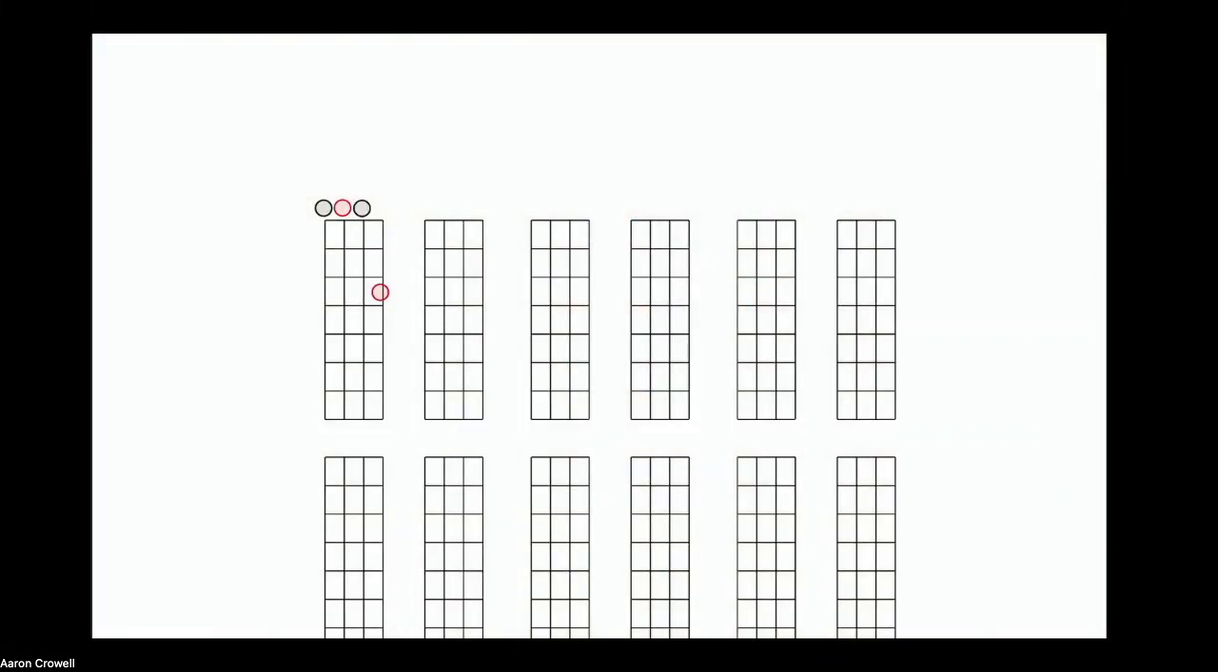You guys remember how we build scales, right? Whole, whole, half, whole, whole, whole, half. So the key of C would contain the letters C, D, E, F, G, A, B, C. Now the root of that key is C. So if we go here and we see this picture, right, that's our C chord.